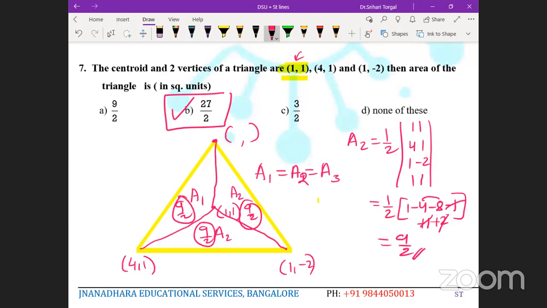9 by 2, that is only one area. But they have asked you to find out the area of the triangle, the whole area of the triangle, not the area with the centroid, with other two vertices.